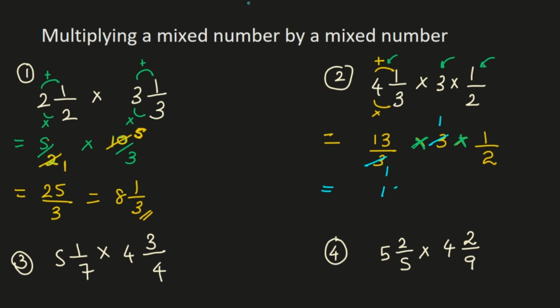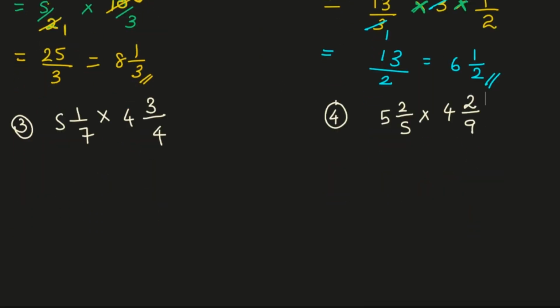Then 13 into 1, it's 13. 1 into 2, it's 2. What's the answer? You can keep this improper fraction as a mixed number. 6 and 1 upon 2 is the answer. Okay, let's go to the third question.